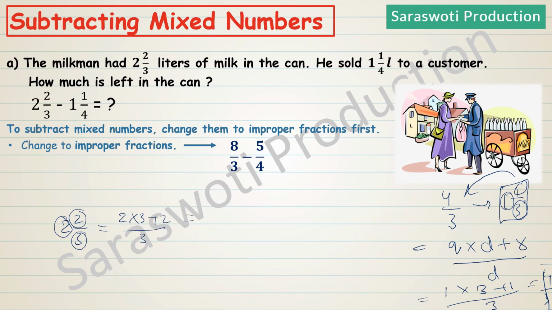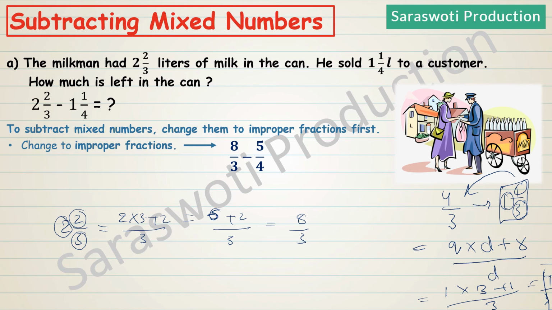That was equal to 5 plus 2, sorry, not 5, 6, my friend, because we have 2 times 3, that's 6, plus 2 by 3 is equal to 8 by 3. Very simple. Similarly, here we have 5 by 4. We were getting 5 by 4.